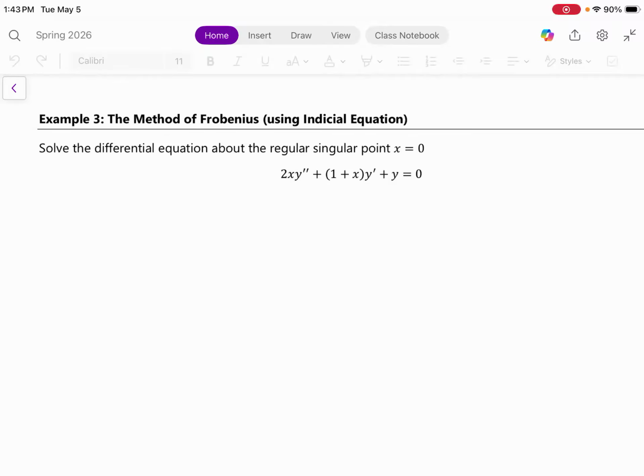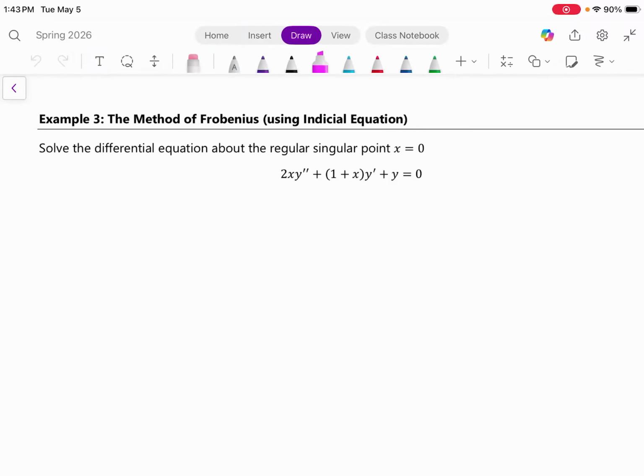And in this video, we're going to solve another differential equation using the method of Frobenius. But for this example, we're going to use the indicial equation first to verify that our initial roots are the same and that we're doing the problem correctly, okay? So we're just going to know them beforehand and use it as a good check.